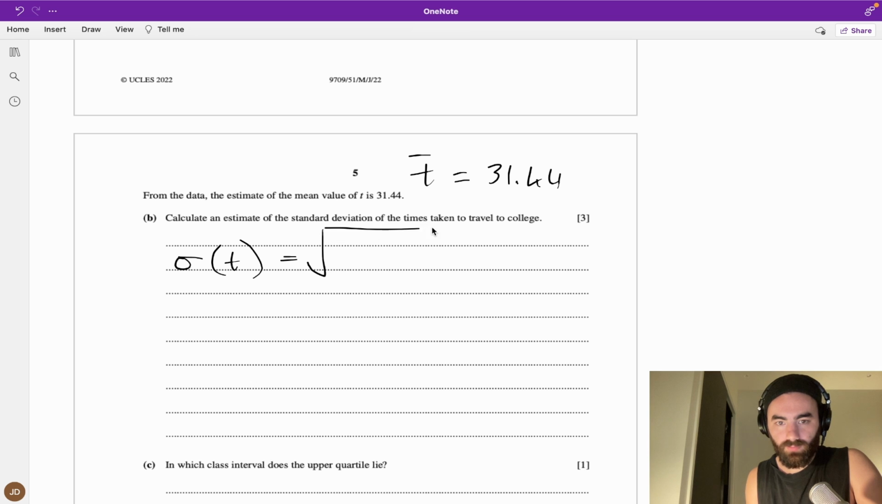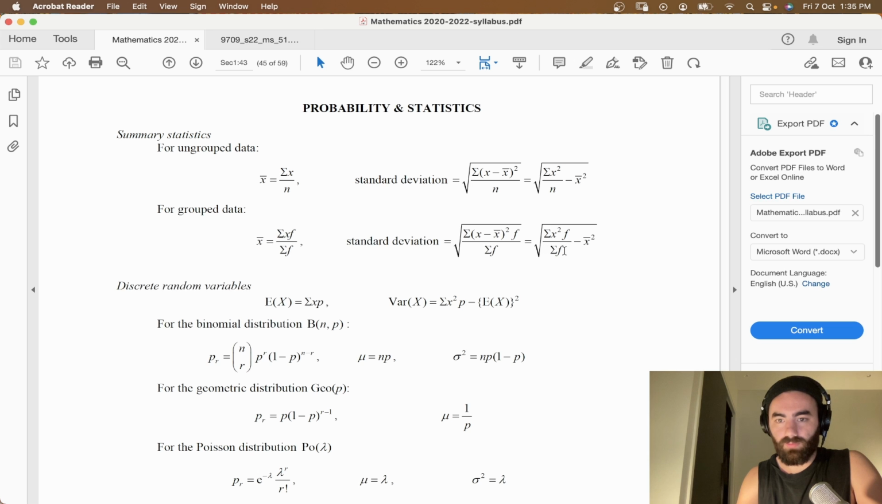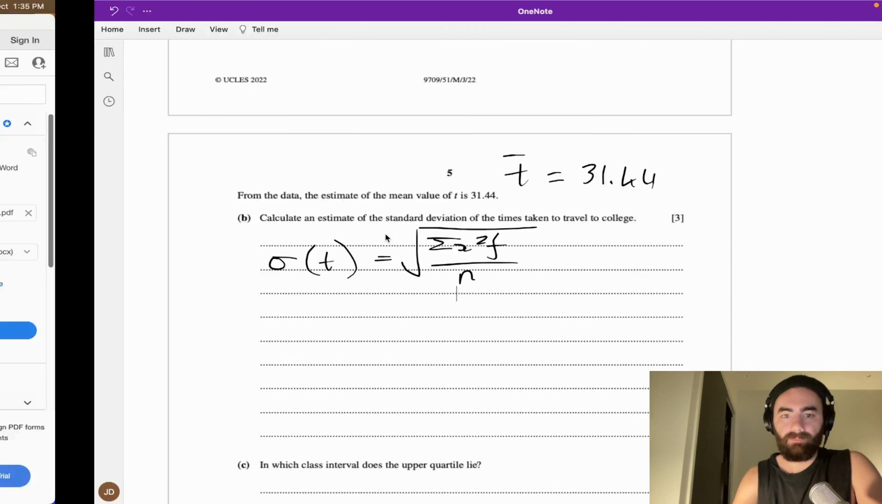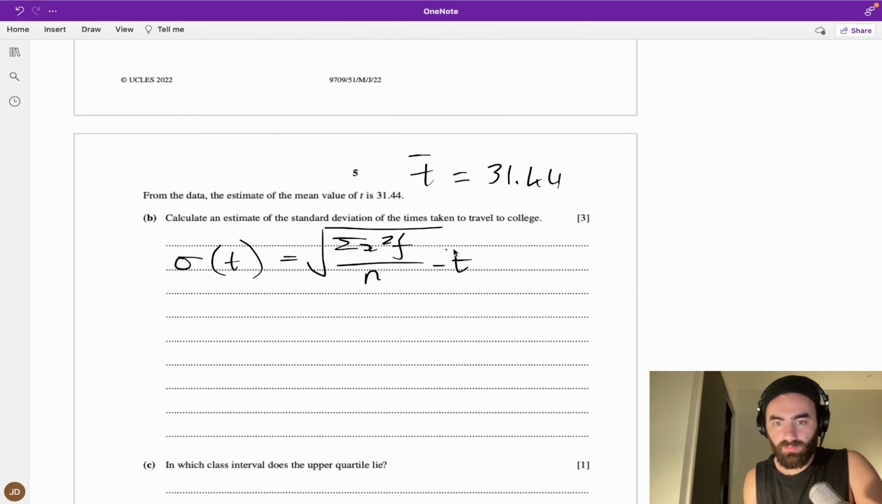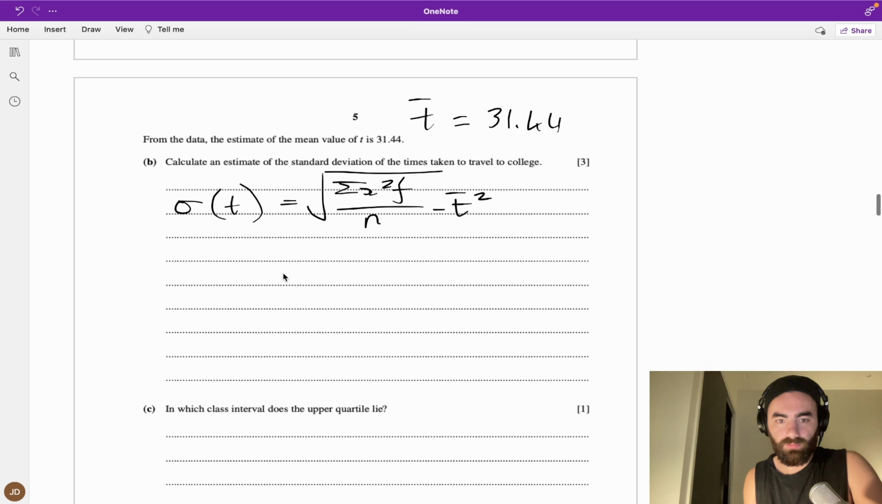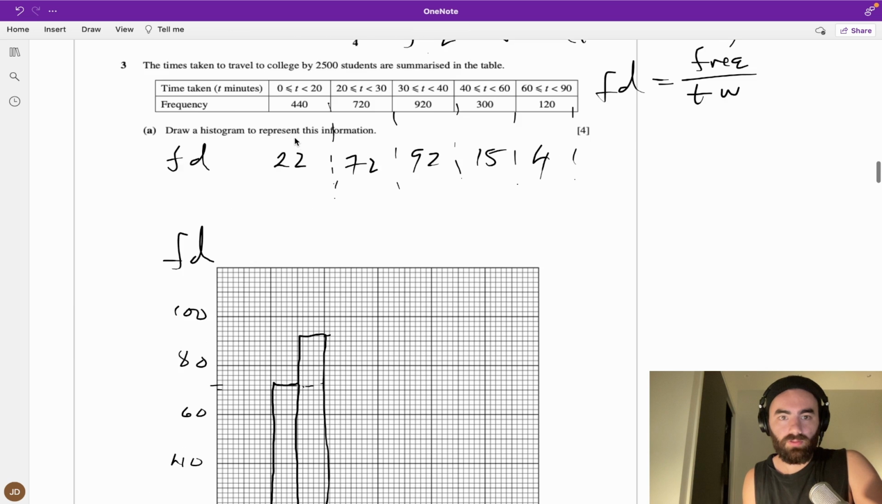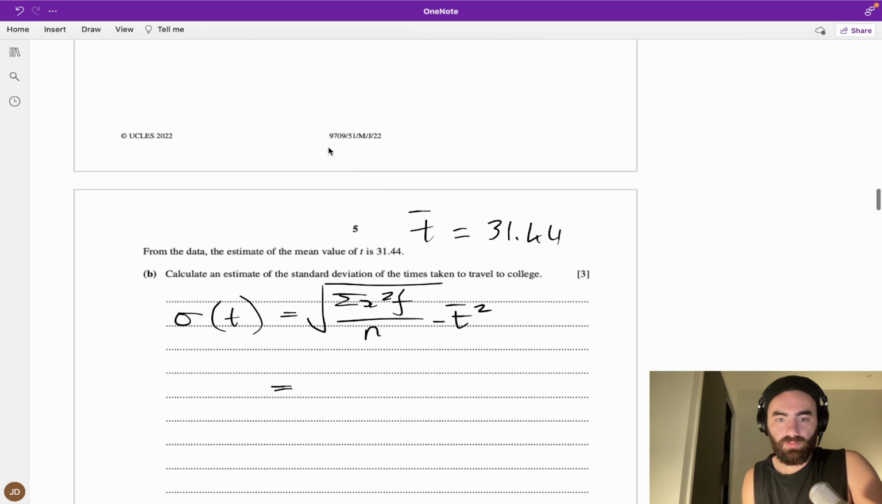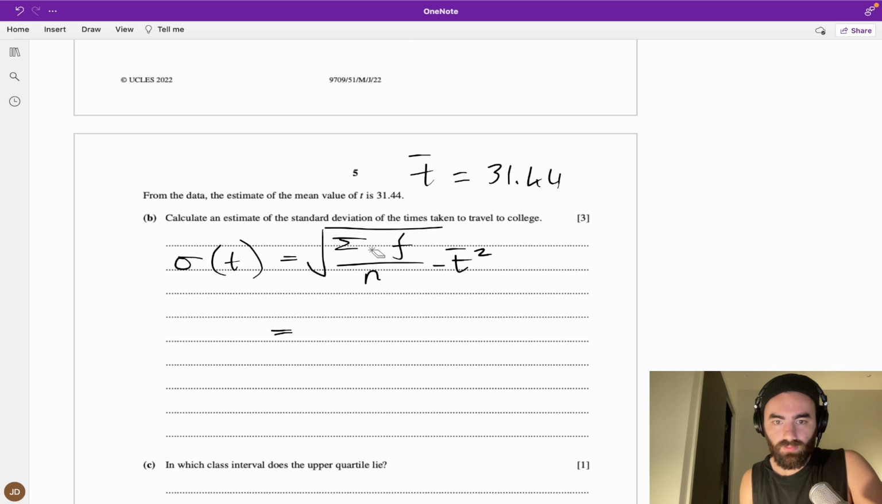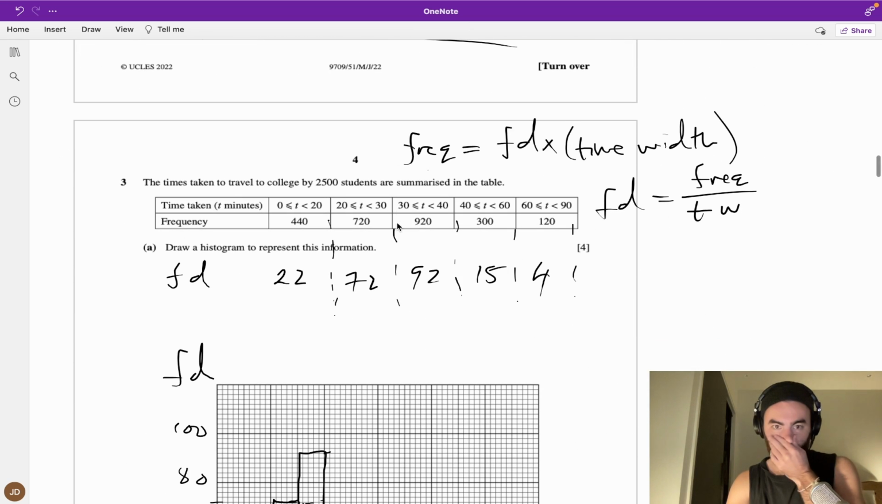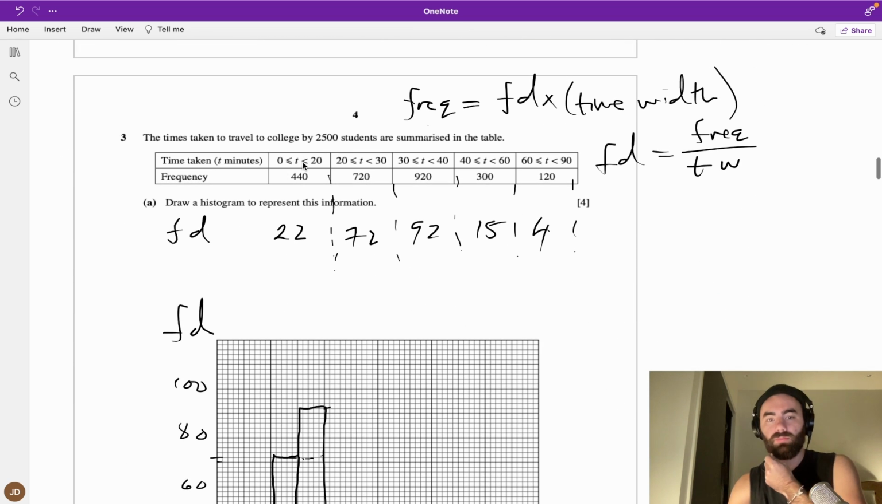It'll be the square root of the sum of x squared, I might not do all of this calculation just to save on time, over n, the sum of all the frequencies, minus the mean squared. And t is the middle value of the interval, so t squared will be the middle value here.